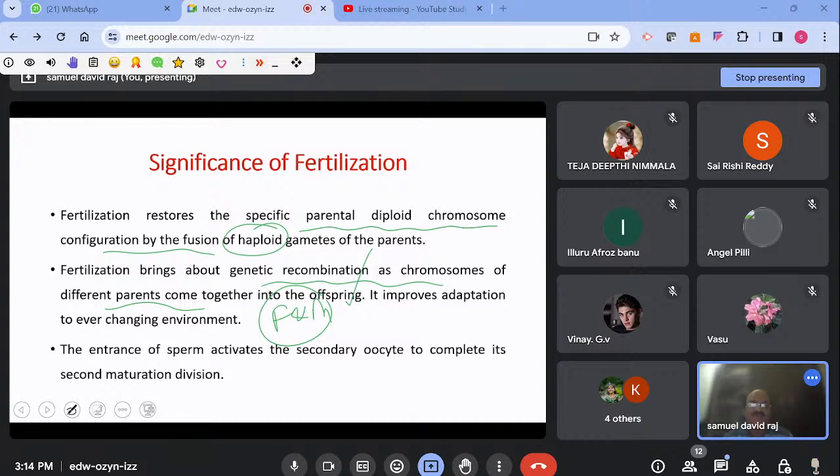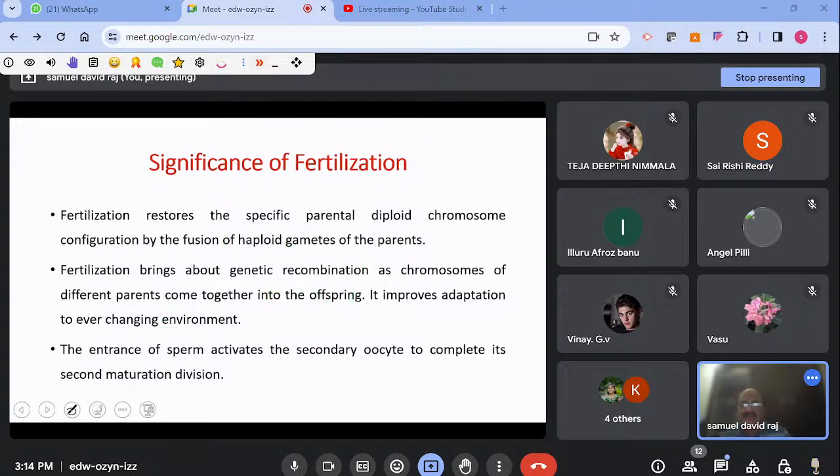Thus we show variations, we show a genetic recombination somewhat more specialized than either of the parents, because we are having both their characteristics. Thus we improve adaptation to ever changing environment due to this sexual reproduction process.